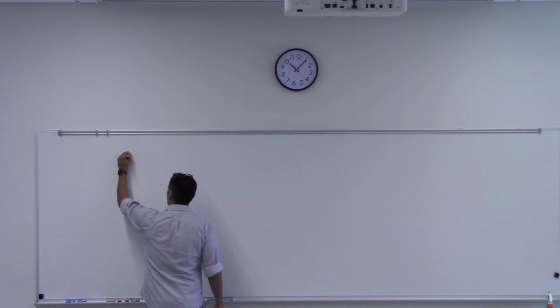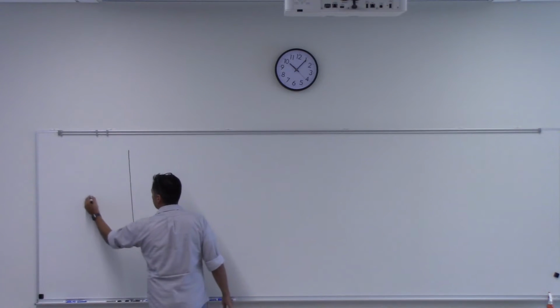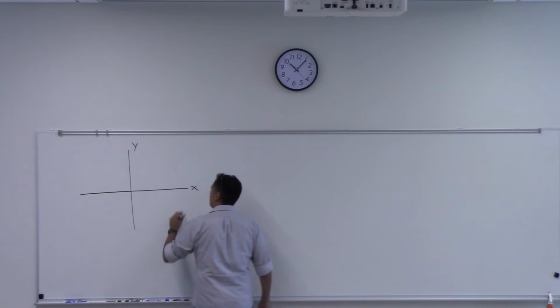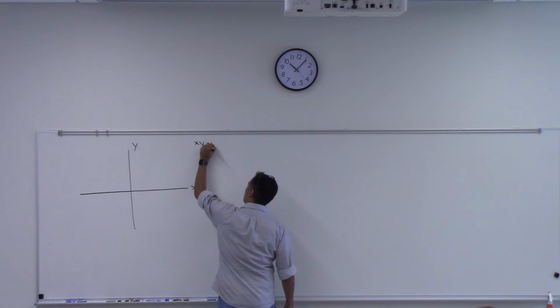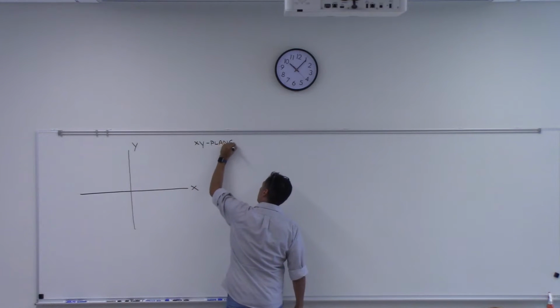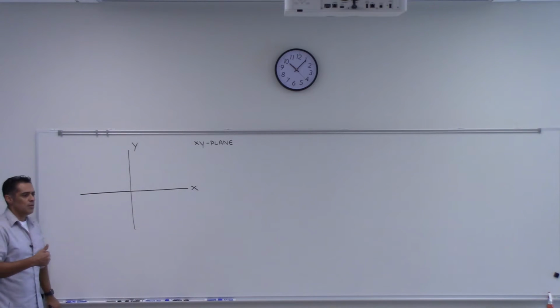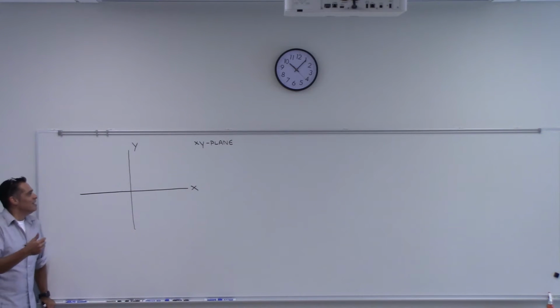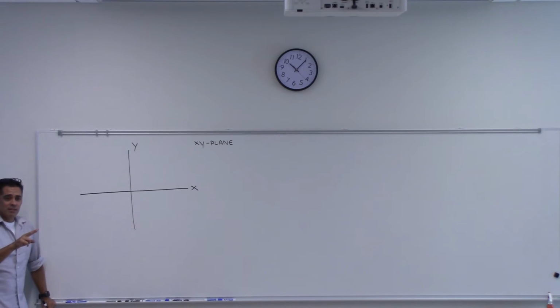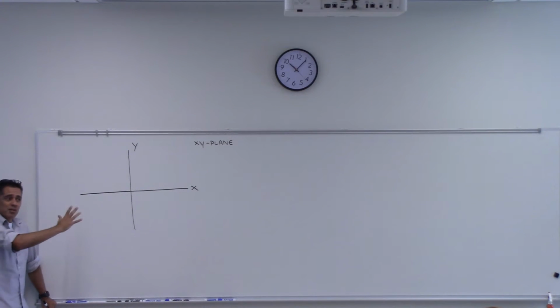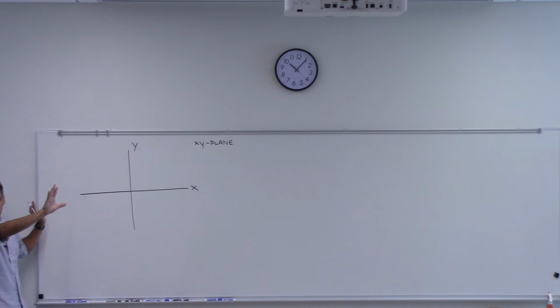So I'm trusting that we're all comfortable with the idea of the XY plane, right? This is called the XY plane. It's also called Cartesian two-dimensional space. It's called R2. There's all these different names for it. And here we're just going to look at it as the XY plane. It's a flat sheet of paper that extends in every direction forever, right?